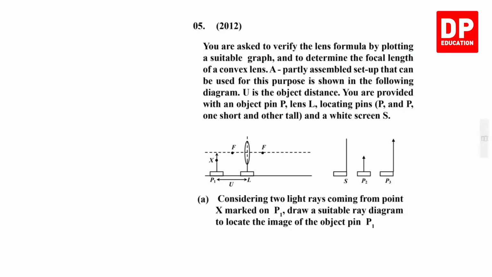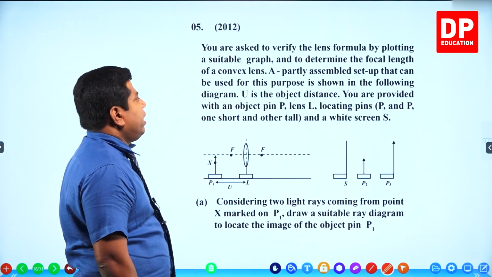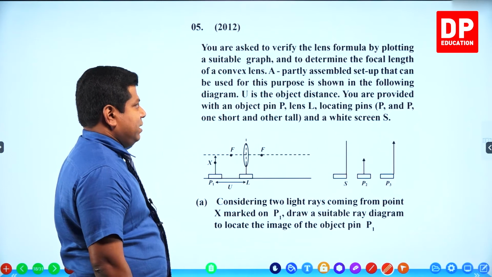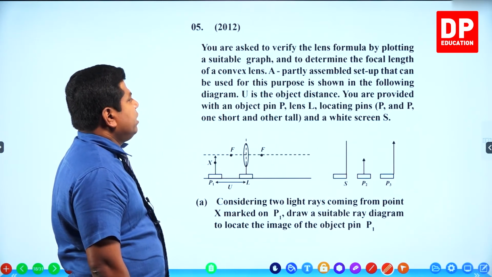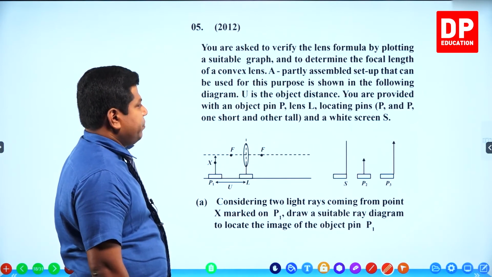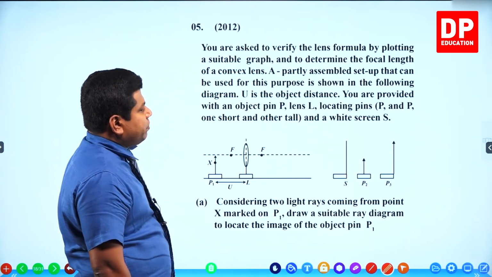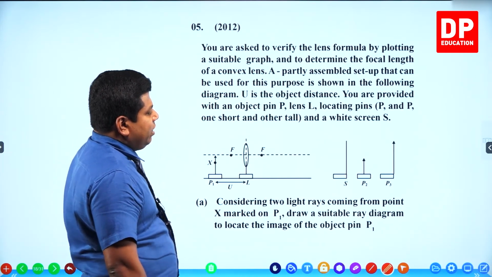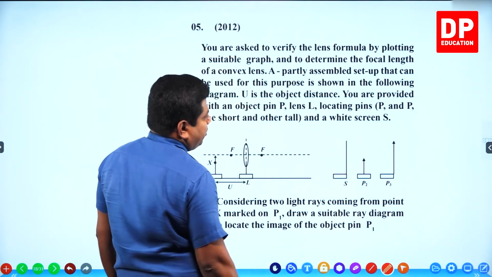2012 question. You are asked to verify the length formula by plotting a suitable graph and to determine the focal length of a convex lens. A partly assembled setup that can be used for this purpose is shown in the following diagram. U is the object distance. You are provided with an object pin P, length L, locating pins P1, P2 and P3.